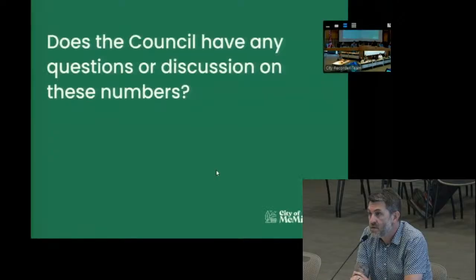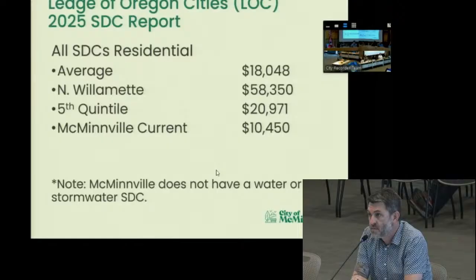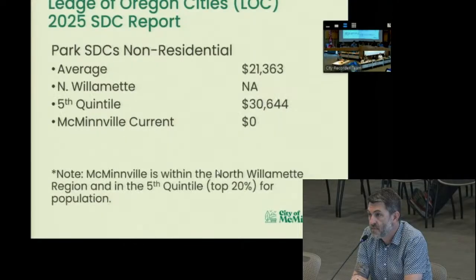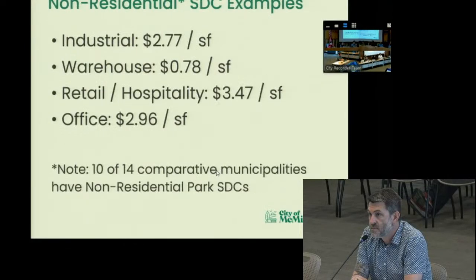So jumping, are there any questions on these numbers before I jump into those example projects? I have a question. So the retail and hospitality is significantly higher than everything else. And do you have any idea why that is? I mean, it's like people staying in a hotel or eating at a restaurant. I believe it's people staying in the hotel. You think they're going to use parks more than people that live here? I believe so. And then for retail, I assume it's a larger employee base for the size.